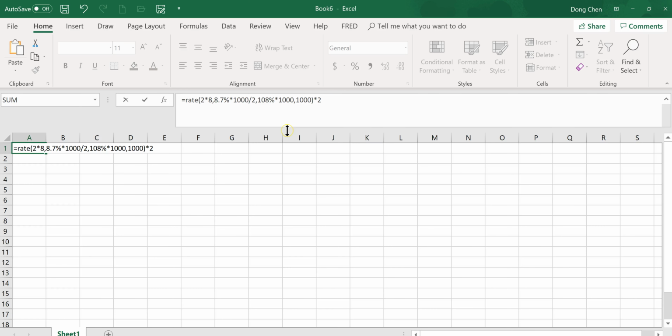But again, if I just type enter on my keyboard, you'll see an error message. Yes, it's an error message. And the reason is because, as I explained, this is the payment, right? 8.7% times 1,000 divided by 2. And the 1,000 here is the par value. So both the payment and the par value occur in the future, and they should be of the same sign. Here, I keep them positive.